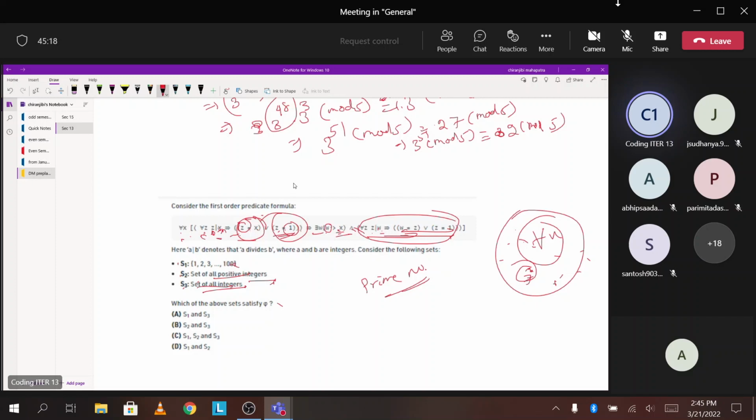Next one is the set of the integers, that is minus infinity to plus infinity, any number you can take. Okay, so which of the above will satisfy the equation? Anyone? Just try to find out the answer. ठीक है, एक एक करके मैं पूछता हूँ. क्या जब S1 है, are you listening or not? All of you. Are you understanding? Yes, sir. Okay, fine.